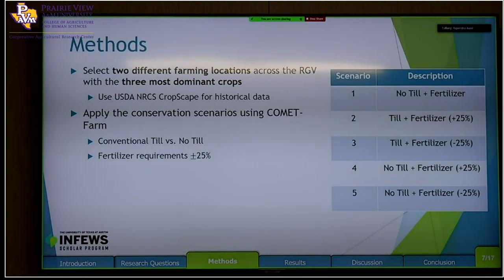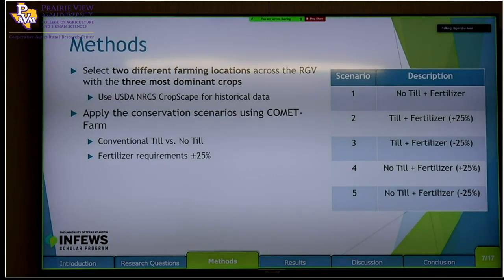So I'm using two different farming locations. It was originally three, but I had some technical difficulties because of time constraints. I wasn't able to complete the third scenario, but that is going to be in my report. So if you're interested, you can look at my report. It's going to be better.